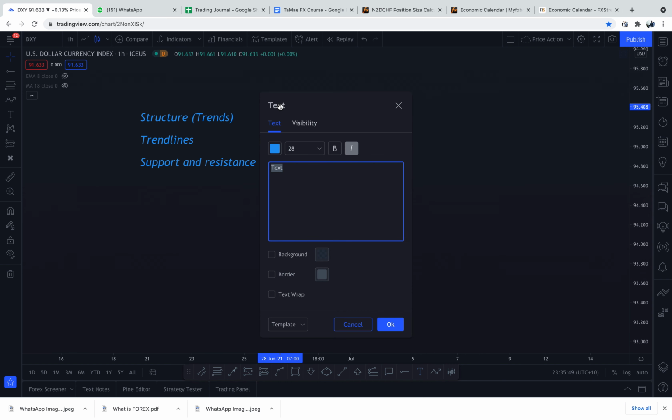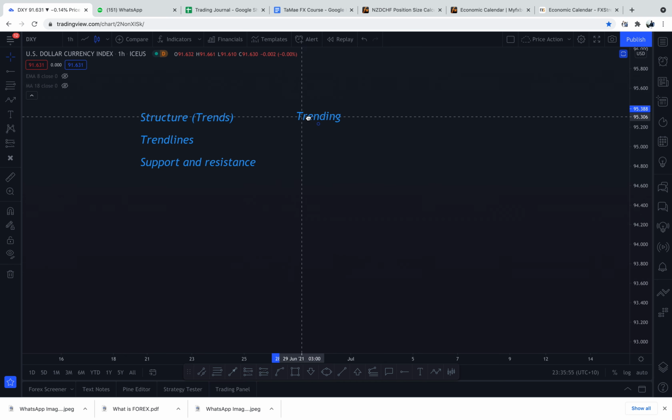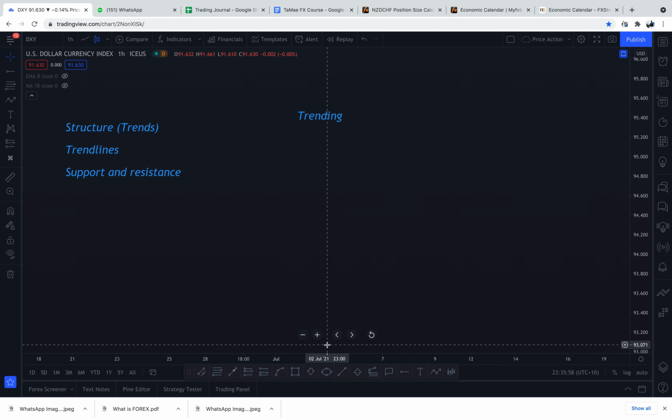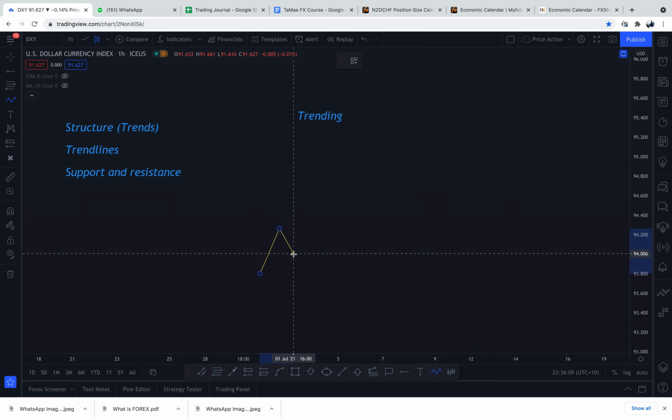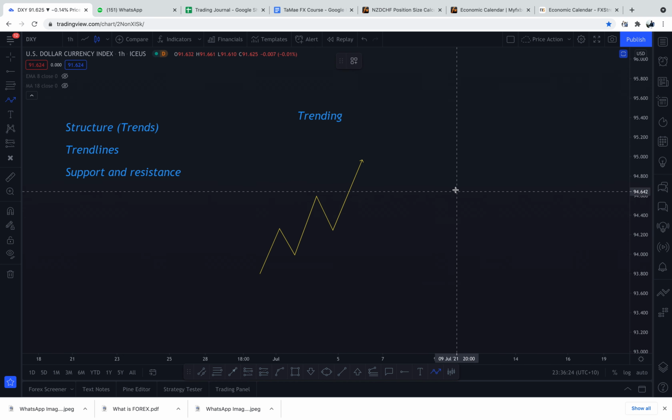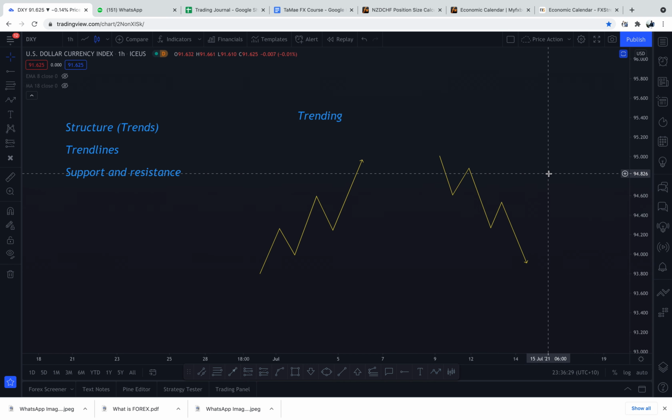Okay, so when a market is trending, it means price is moving in a defined sequence, either going up or going down. For example, if price starts here, it can trend going up and go down, up, down, up. Okay, so this is what we call a trend. When a market is doing this, it's in a trend. It's a trending market. And when it's going down as well, like that, it's also a trending market. So what do we mean by this?